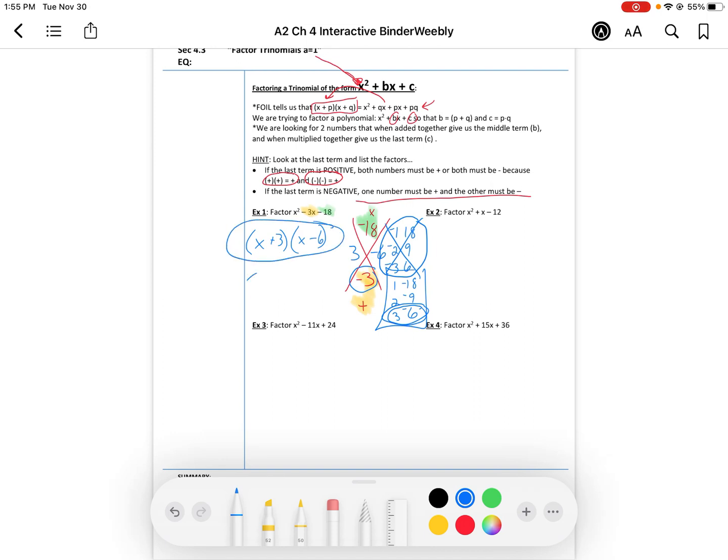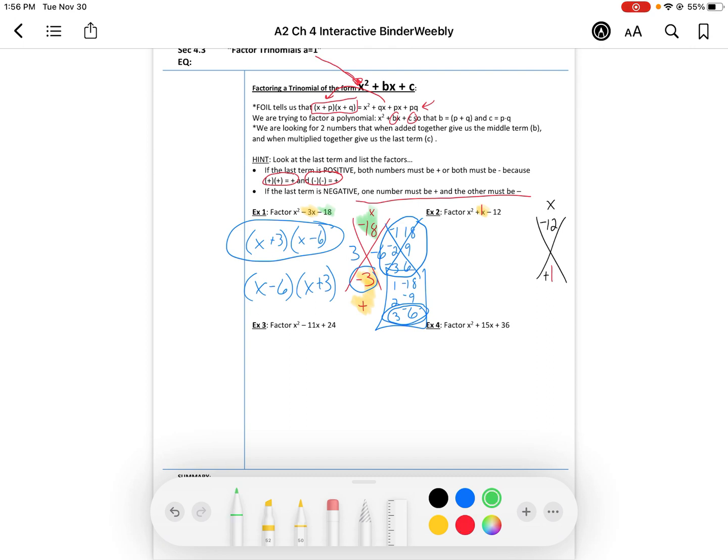This is 100% correct. So is this, x minus 6 times x plus 3. The 6 has to be negative, the 3 has to be positive, but the order that you put those binomials in doesn't really matter. Let's try number 2. We're looking for ways to multiply to negative 12 and add to, oh, what's the coefficient here? What number is there? That's a 1. I'm trying to add to positive 1.